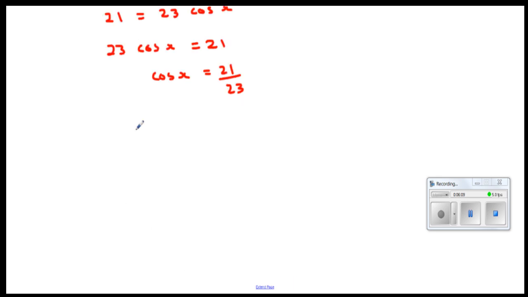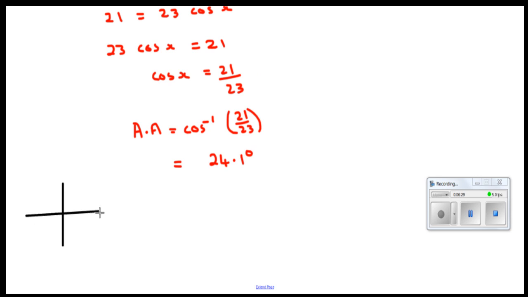So you want to work out your acute angle, which is cos to the minus 1, or shift cos in your calculator, of 21 over 23. Now we'll round that to 1 decimal place. So to 1 decimal place, that is 24.1 degrees. Now the next thing you're doing is you're looking at your cast diagram to get your answers. And if you look back at the question, it does say calculate the values of x. So there's more than one answer.